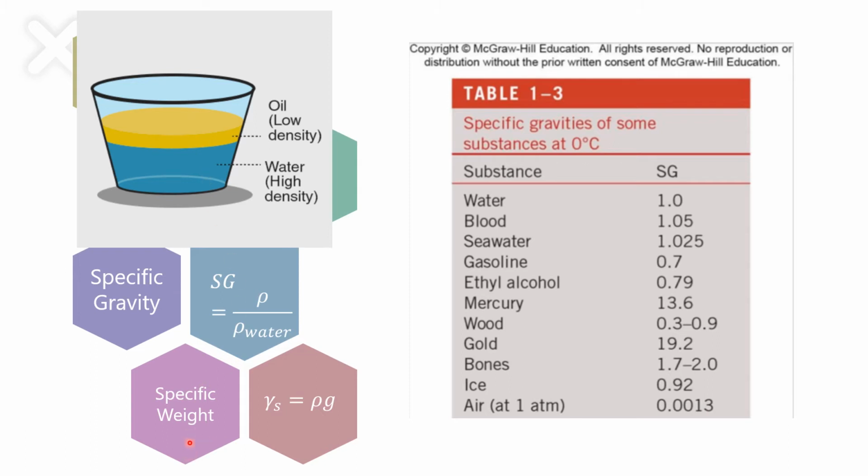And the weight of a unit volume of a substance is called specific weight or weight density, and it is expressed as gamma equals density times the acceleration due to gravity.